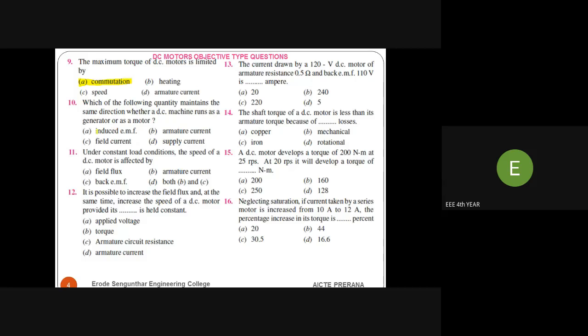Suppose it is the induced EMF. In the case of a DC generator, it is denoted as EG. In the case of a DC motor, it is denoted as EB, the back EMF. So the back EMF, that is the induced EMF, is the quantity that maintains the same direction, whether acting as a generator or as a motor.